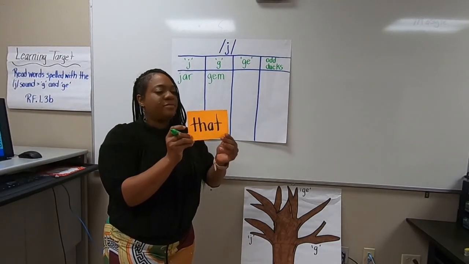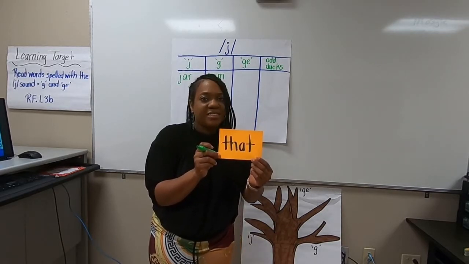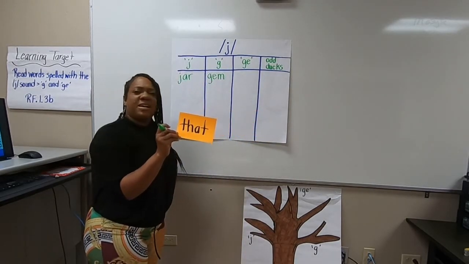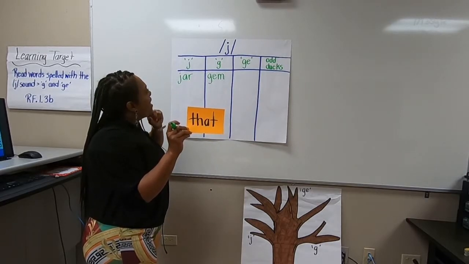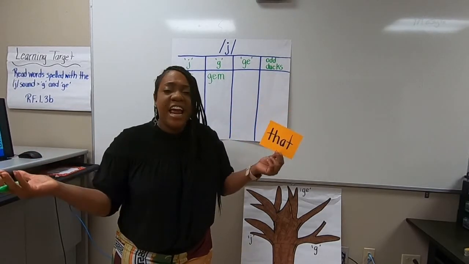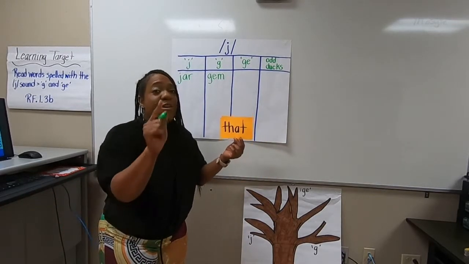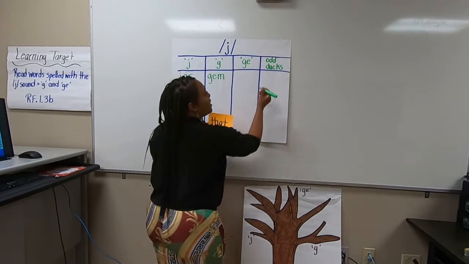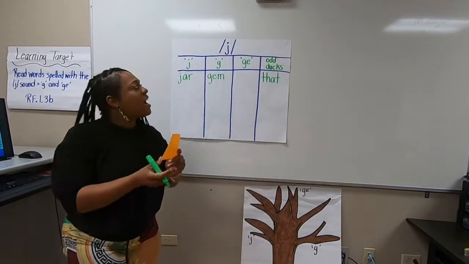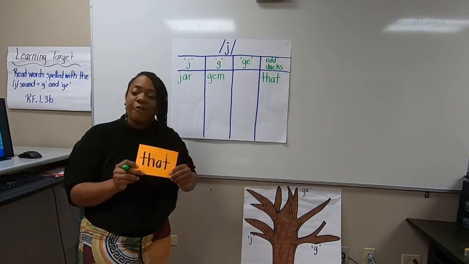Here's a word, and this word is that. Can you say that? That. I'm looking at my sounds, and that does not have the J sound in it anywhere. So where should I put it? You guys are so smart. Very good. It's going to be an odd duck. So we're going to put that in the odd duck column because it does not have any of our spelling sounds. Very good, you guys.